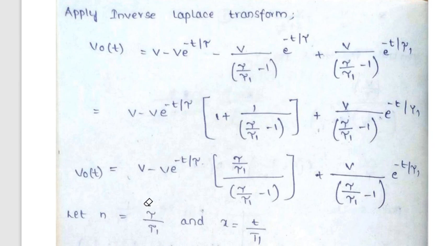Therefore, V naught of t is equal to V minus V into e power minus t by tau into, take LCM. Whenever you take the LCM, what happened? Tau by tau 1 minus 1 plus 1 cancel. Therefore, tau by tau 1 whole by tau by tau 1 minus 1 plus 1 by tau by tau 1 minus 1 whole into e power minus t by tau 1.